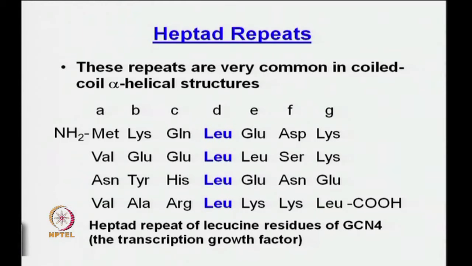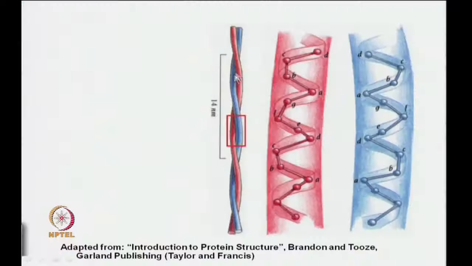But then, what is the use of this heptad repeat? Let us look at that. If you remember the coil which we looked at a couple of slides ago, what you are doing now is taking a cross section of it and zooming into it. Remember, in the last slide we talked about this heptad amino acid, A to G.